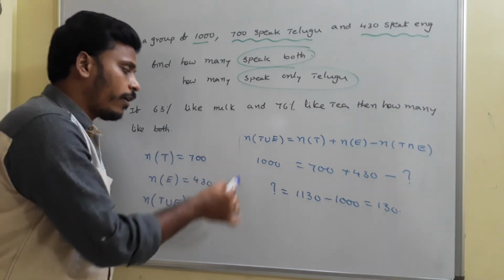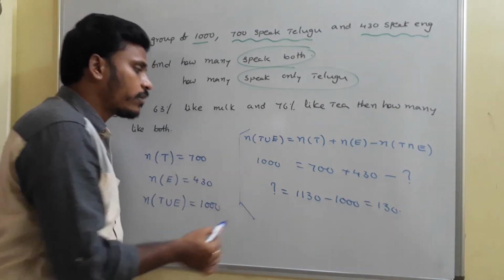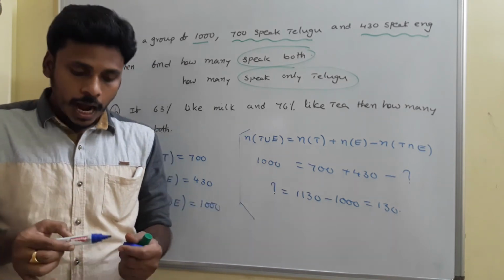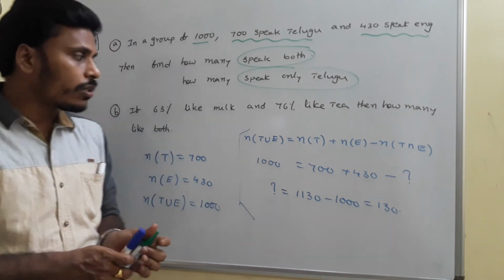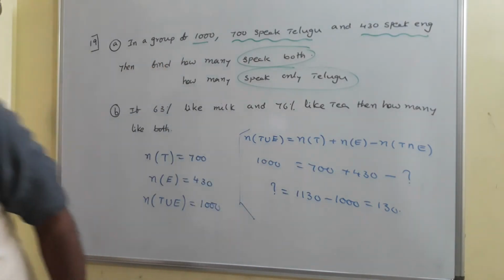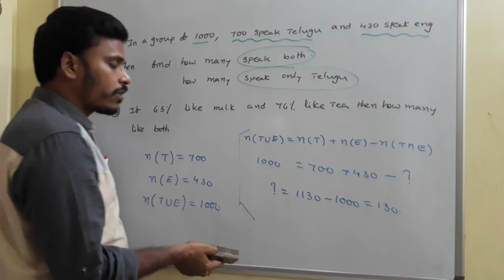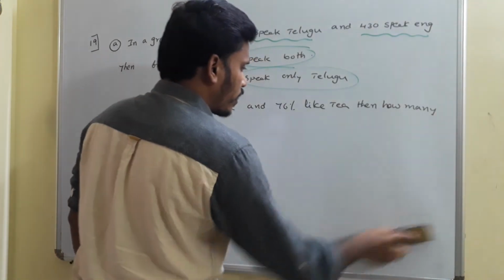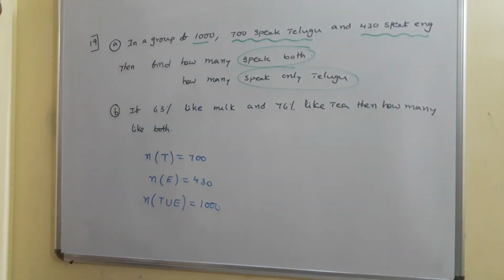This is one way of finding the number of persons who speak both the languages, using the n of A union B formula. The other way is, without using this formula, you directly analyze the Venn diagram and then you will get the number of persons who speak both the languages. Now I will go with that idea once again. Just look there now. Another way of solving the problem.